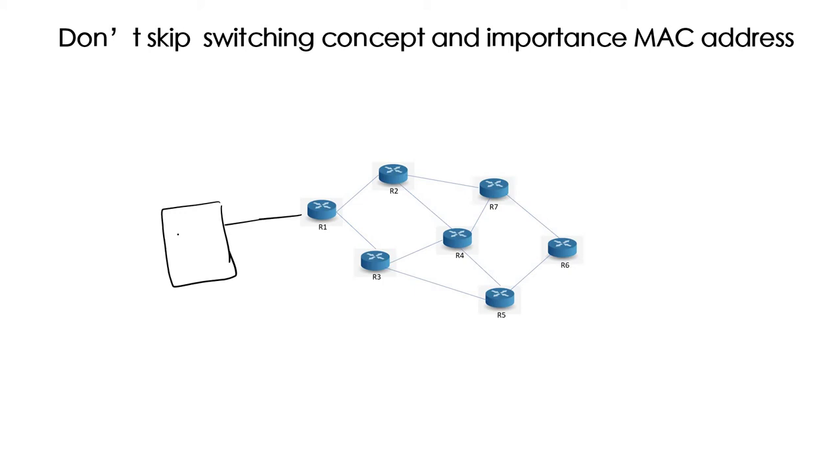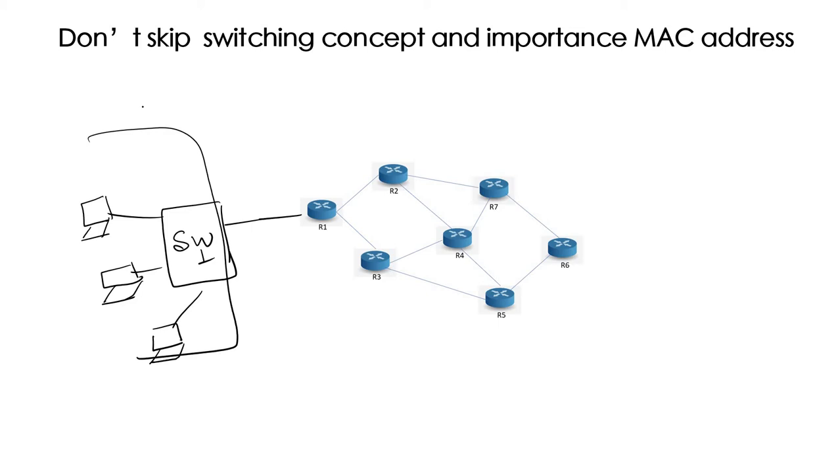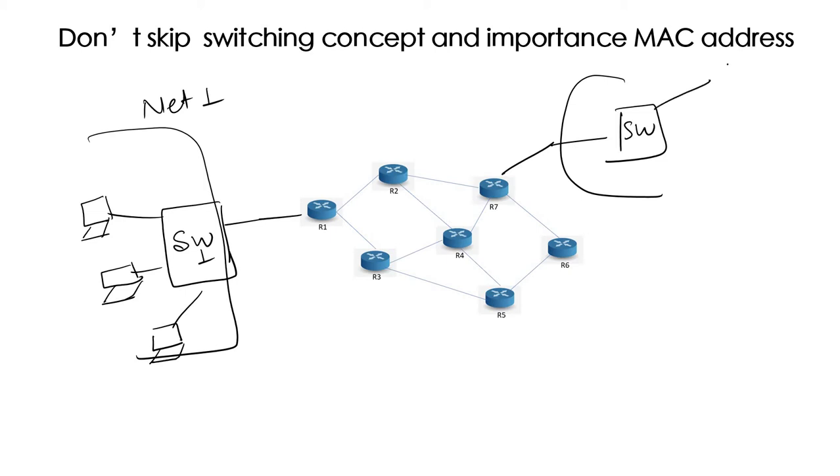So let's suppose this is our network 1, and here we are having the switch 1, and from switch 1 we have 3 computers connected, right? And this is one more computer here. This is network 1. We are having one more network here. Suppose this is one more network. Here we are having another switch, and there also there are some computers connected, right?